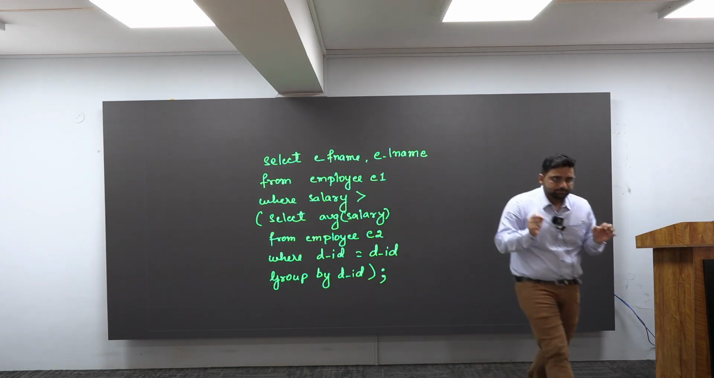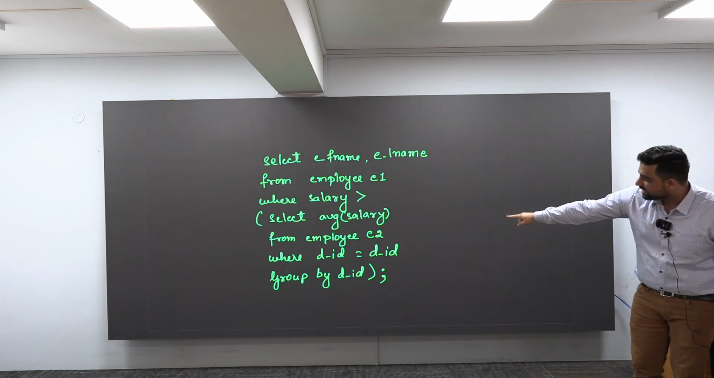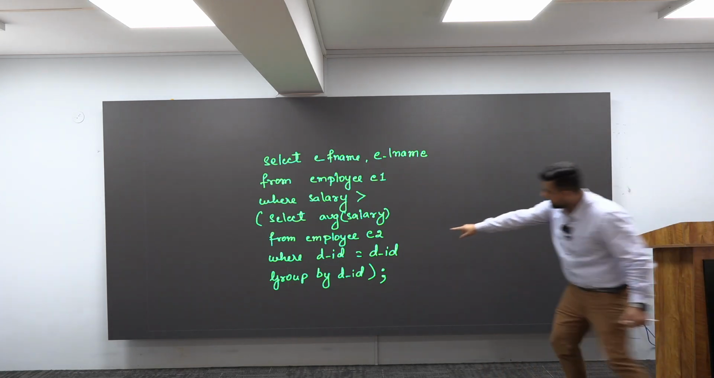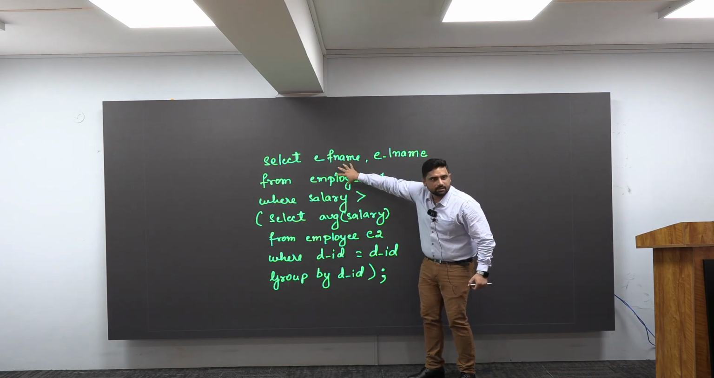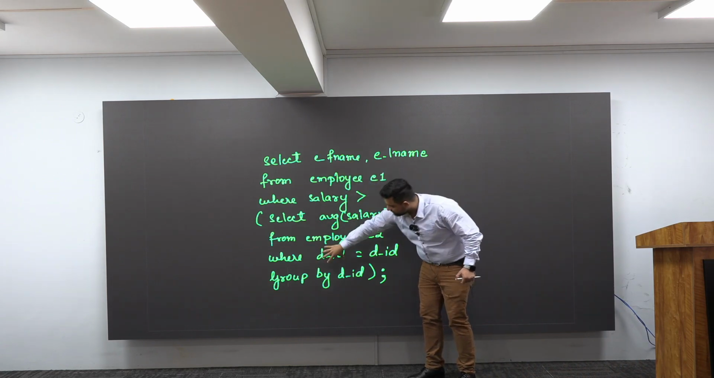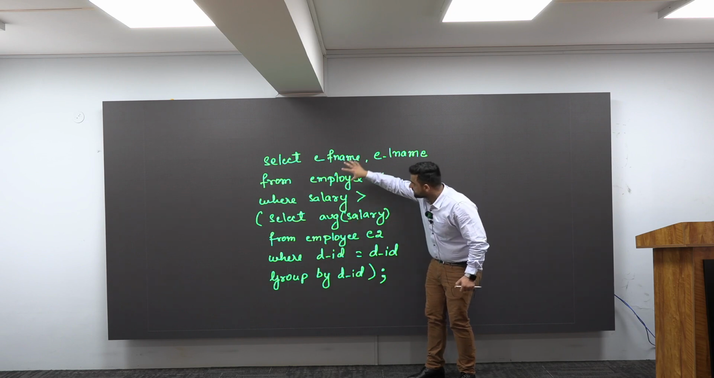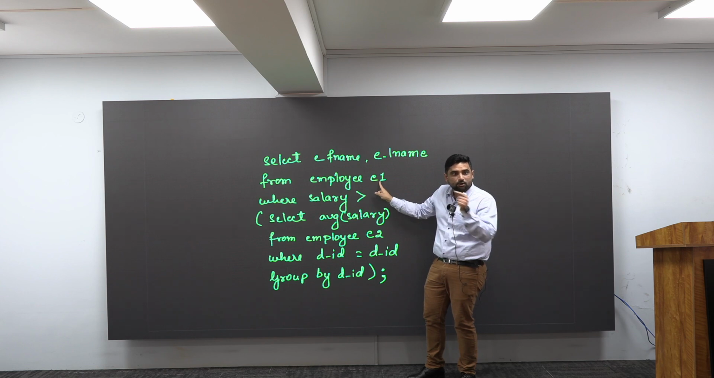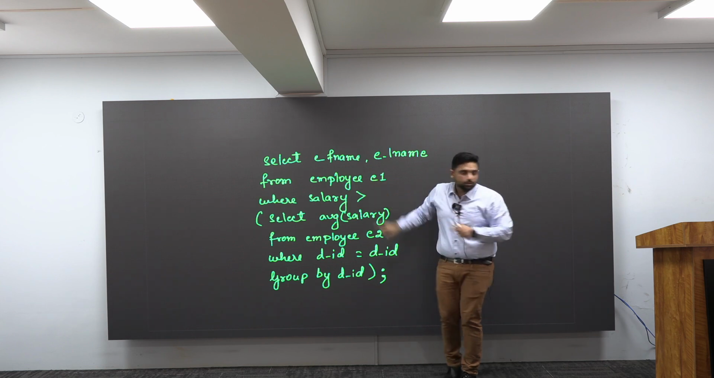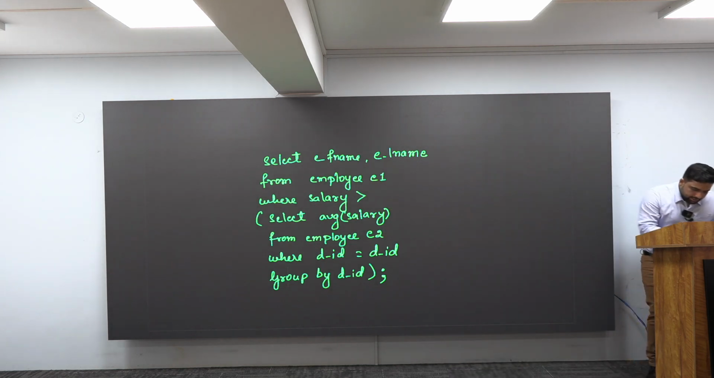Now, the first time, the department ID column I have used, I will take from this outer table. Understood? From which table will I take this column? From the outer table. And what is the name of the outer table? E1, because over here we have already changed it. So I will use E1.